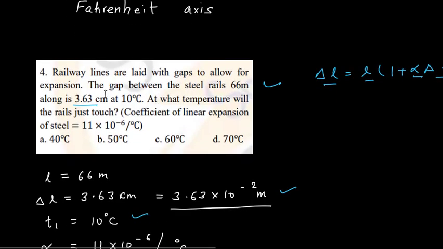Okay, railway lines are laid with a gap to allow for expansion. We know that when we heat something, it expands. So in a railway line also there is a small gap between two rails, so that in the summer season when there is high temperature, the rail will cover that gap but it will not bend.